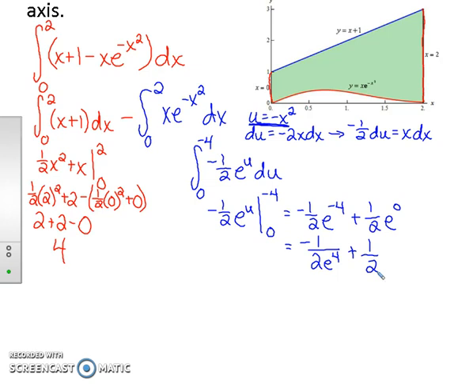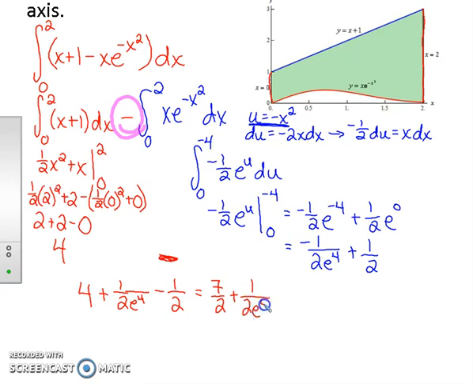So then we have to put the red minus the blue, because that's how the problem was originally set up, with subtraction. So that becomes 4 plus 1 over 2 e to the 4th, and then minus 1/2. So you could leave it like that. If it was multiple choice, I don't know, 4 minus 1/2 would give you 3 1/2, so that's 7 halves plus 1 over 2e to the 4th.